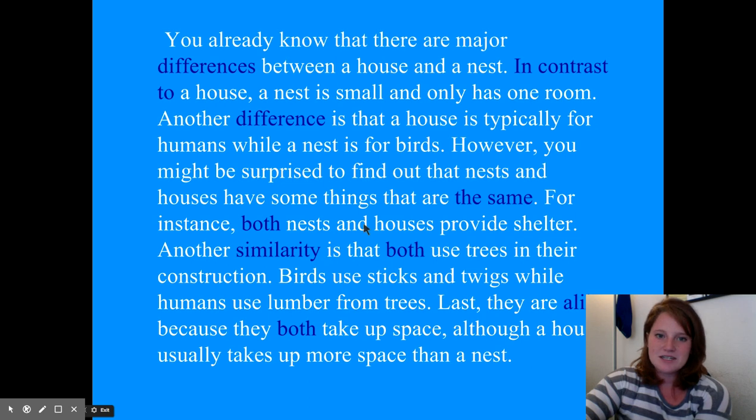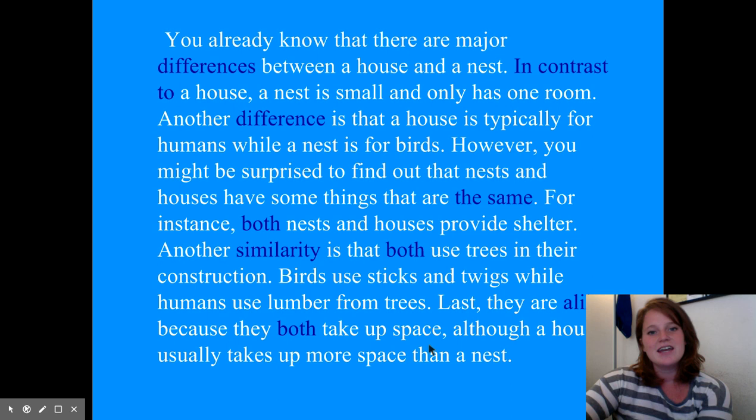I'm also learning that they have some things that are the same. Both of them provide shelter. We also know that they both have some kind of tree or some kind of wood involved in construction, usually. We also know that they both take up space. So those are the main points that support our understanding about both houses and nests. And again, we've learned these details because we see them put right next to each other in a compare and contrast text structure.